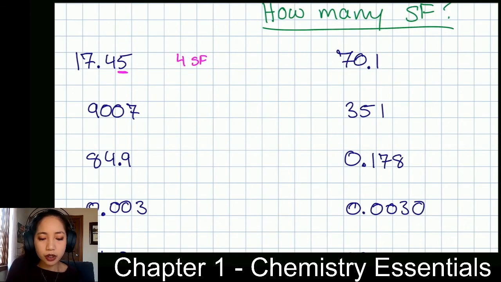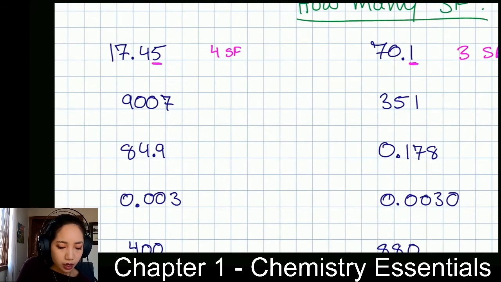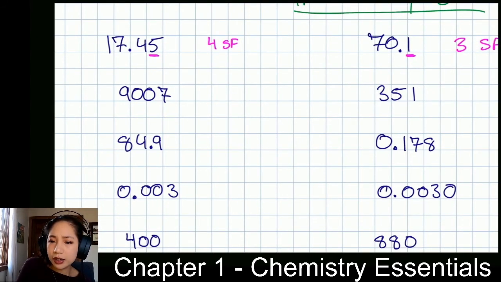The second number, 70.1. So we have a zero. Zeros always throw students for a loop. This zero is a sandwiched zero, so that zero does count in terms of sig figs. All those numbers as written are significant, so this number has 3 sig figs. All right, 9,007. Again, these are 2 sandwiched zeros, so this number as written has 4 sig figs.